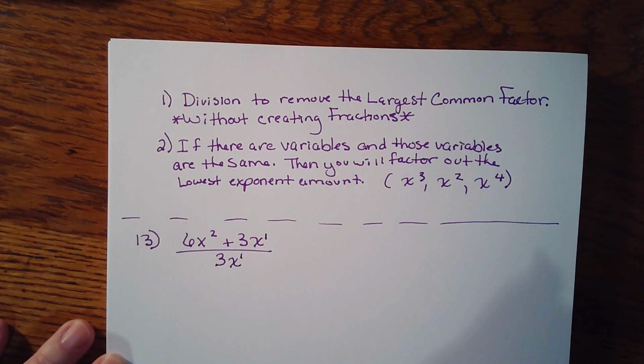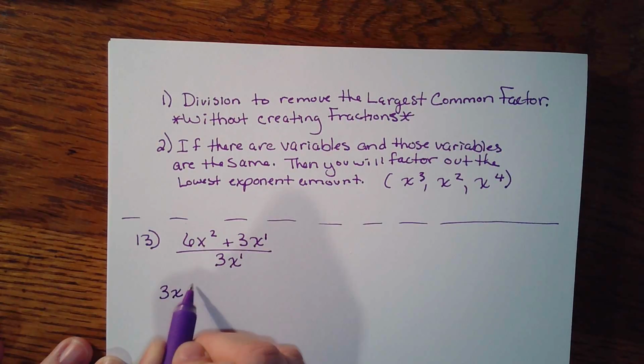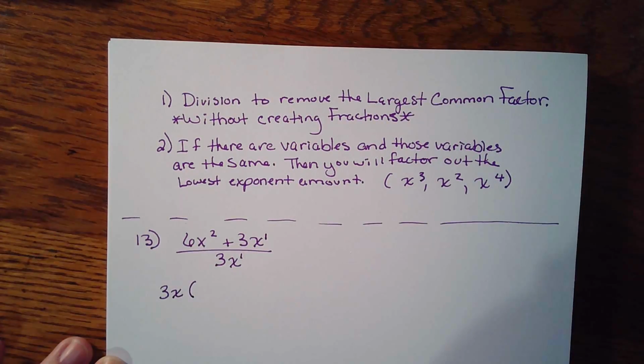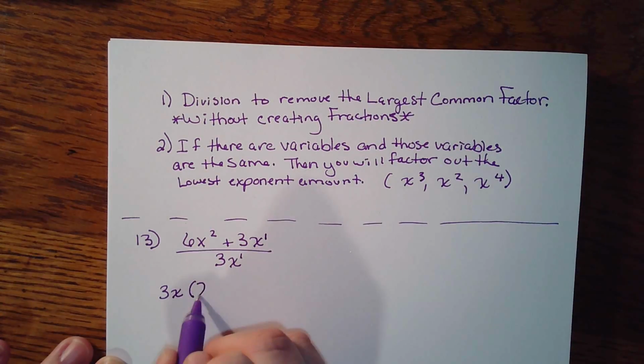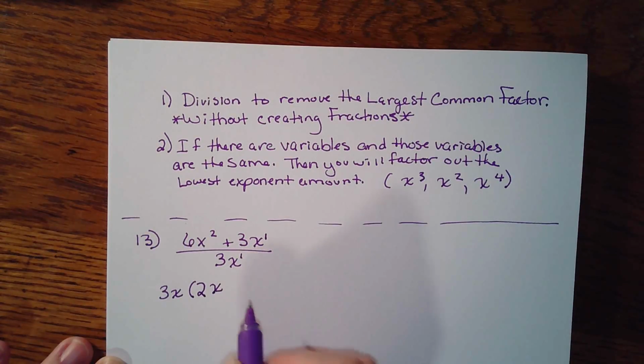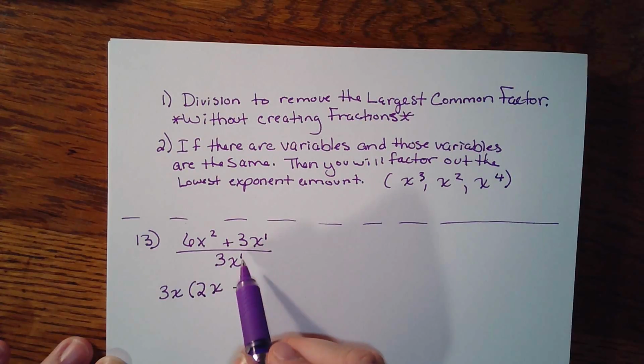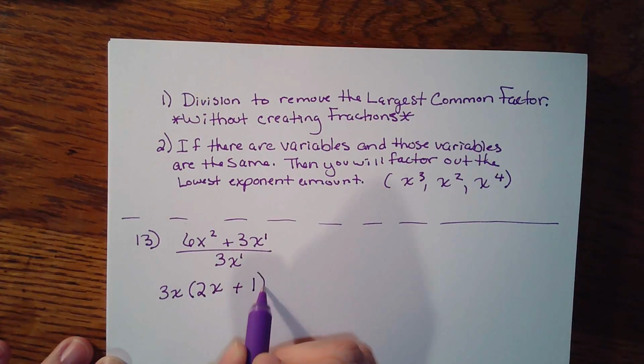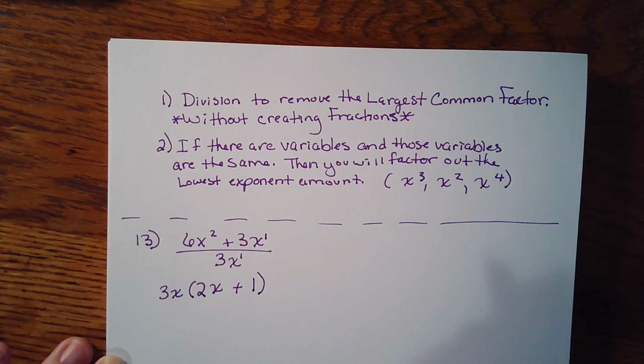So now that I know what I'm going to divide them by, to get your final answer, you're just going to rewrite what you're dividing by out front. And then you do your division. 3x divided into 6x squared. Well, 3 into 6 is 2, and x into x squared leaves me 1x behind. Plus, 3x and 3x are the same, so that's going to divide out and make a 1. So your final answer is 3x parenthesis 2x plus 1.